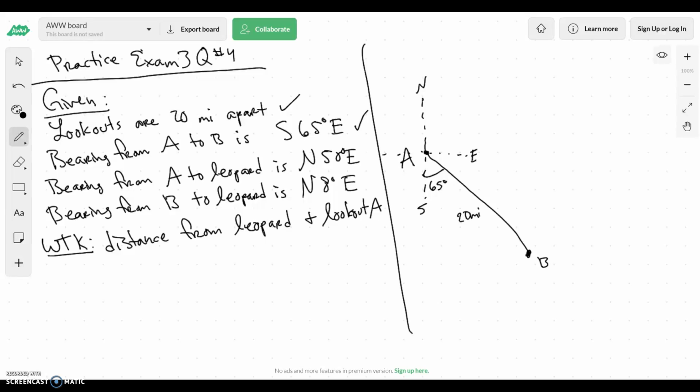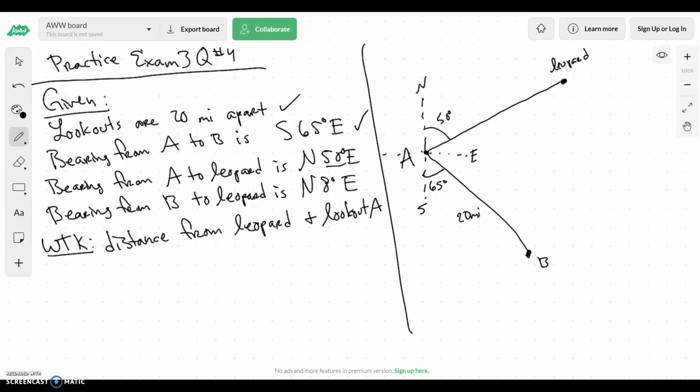All right, now the other thing that we are given is that the bearing from A to the leopard is northeast. So northeast is going to be over here. So here is northeast. Okay, and let's say here's my leopard. Okay, and the bearing on that one is 50 degrees. So this angle is 50 degrees.